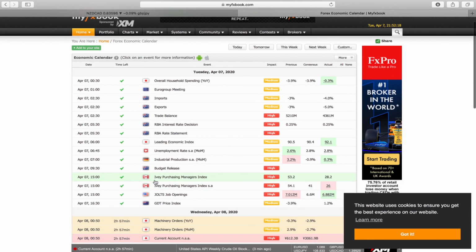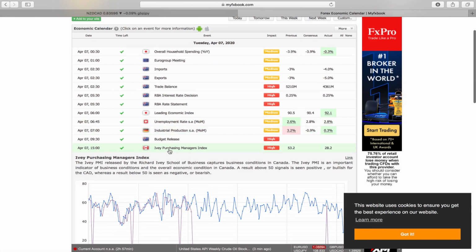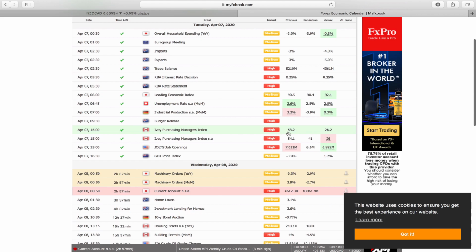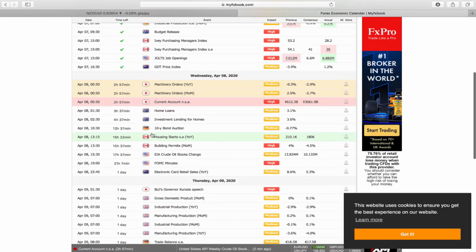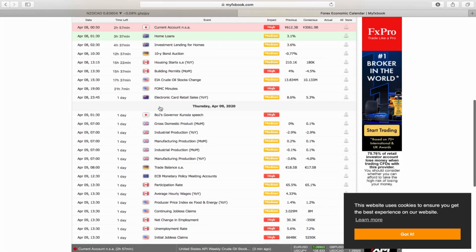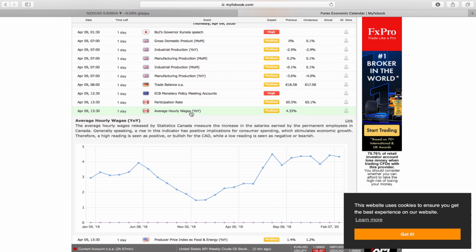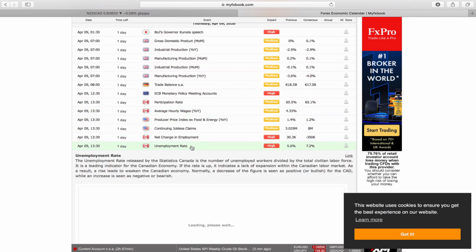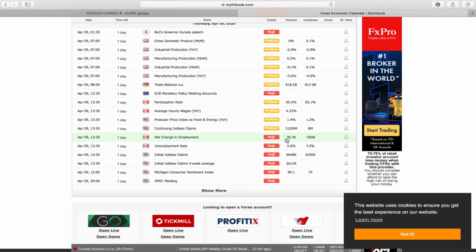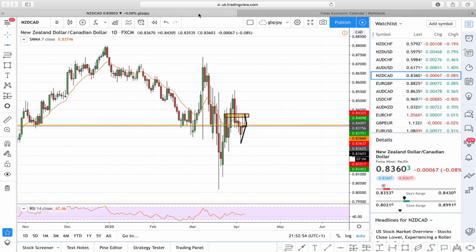Obviously USD CAD will be here. We've actually had the IVEY Purchasing Managers Index come out below expected, so that'll be weaker for the Canadian dollar. New Zealand dollar, not a lot coming out. There's a lot coming out for the Canadian dollar though, apologies: average hourly wages and also the unemployment rate. And as you can see, that is going to be a negative impact, from 30k to minus 350k. It's also good to know this just for yourself as well, guys. But yeah, that's the difference between day trading and scalping.